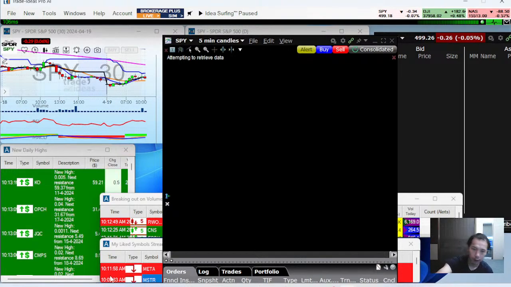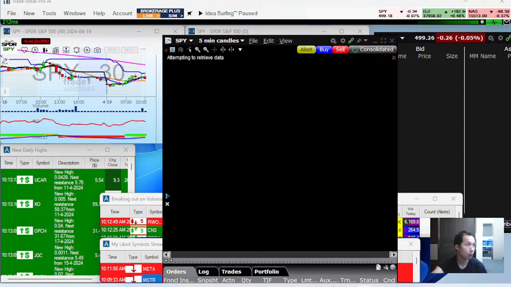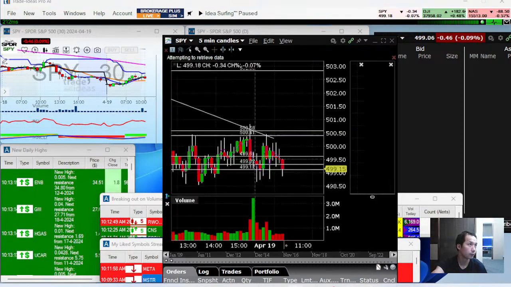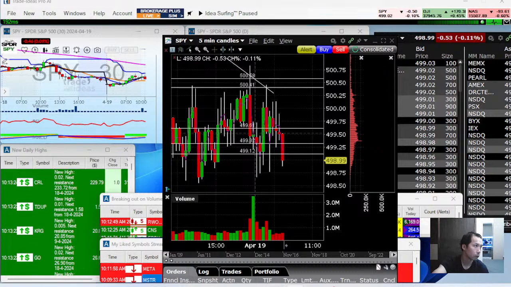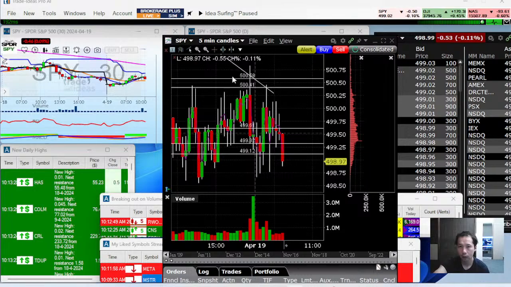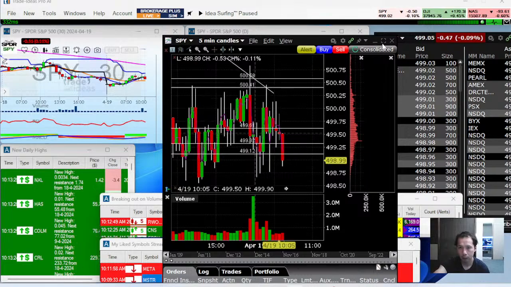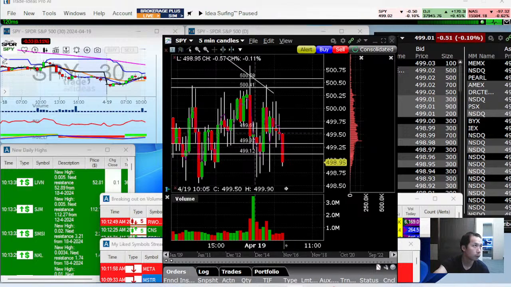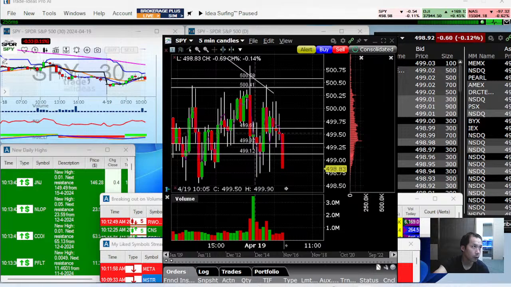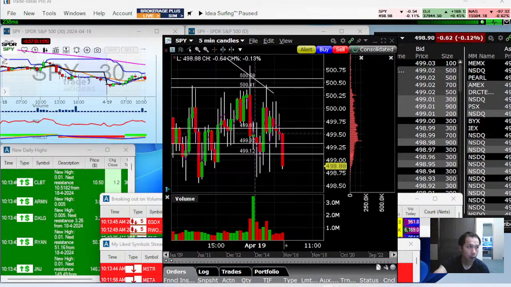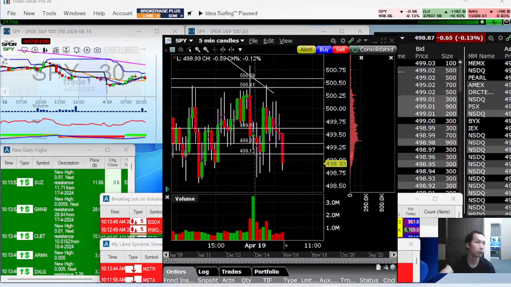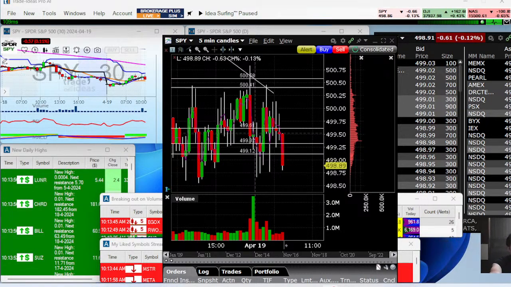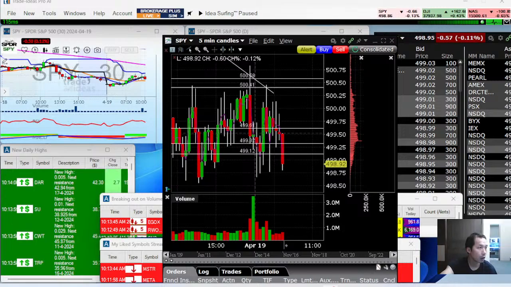SPY back at 499.26. Oh, now it's dropping on down. All right, so that's all for now. If there's anything exciting, I'll come back and we'll talk about it. We'll analyze it, and we'll see what kind of investment or trade we can make on it.